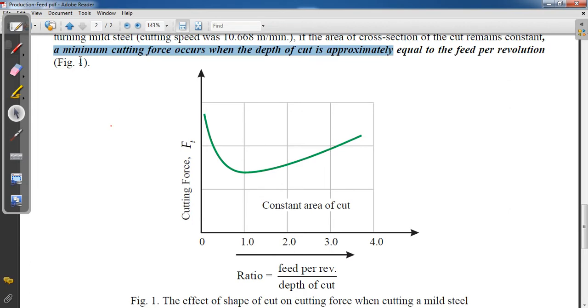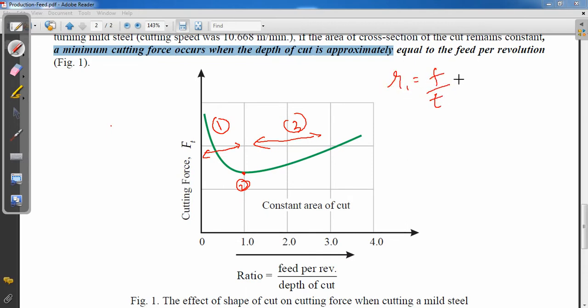Now let's see through a numerical value which will make it clearer. This region is given as 1 from here to here. This exact point is given as 2, and greater than this value is region 3. So ratio R1 is f upon t, feed rate upon depth of cut, that has to be less than 1. R2 is equal to f by t equal to 1. R3 is f by t greater than 1.